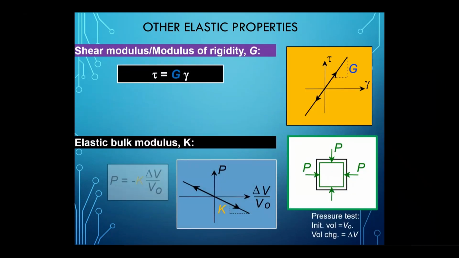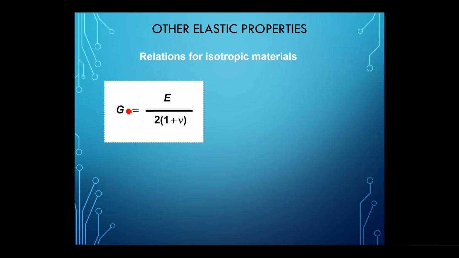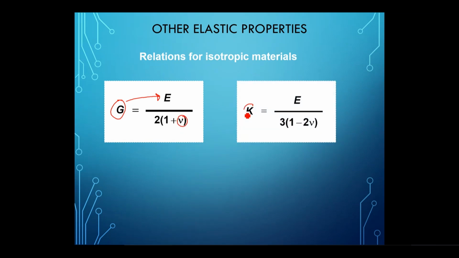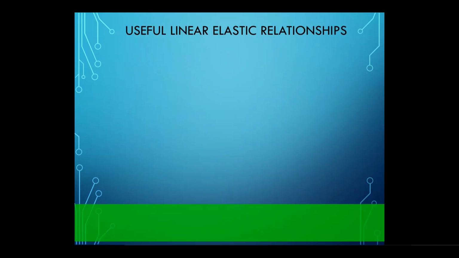We have looked into the shear modulus and the bulk modulus and some other elastic properties, just the relationship. For isotropic materials, materials that have the same behavior in all directions, the same properties in every direction, you can relate the shear modulus with the Young's modulus using the Poisson's ratio. Similarly, you can relate the bulk modulus to the Young's modulus using the Poisson's ratio, using the relationships shown to you. And you are all familiar with what Young's modulus, shear modulus, bulk modulus, and the Poisson's ratio are.